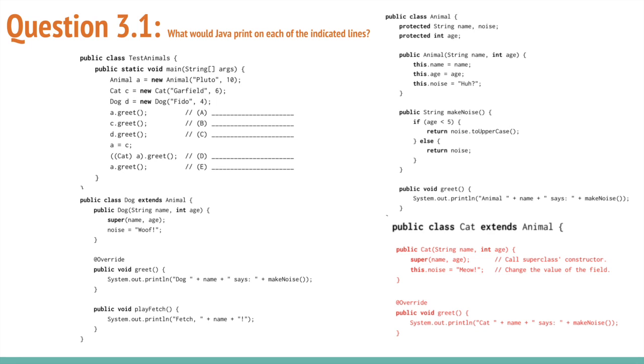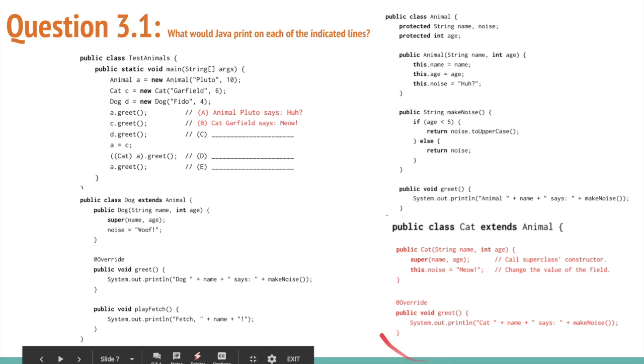So going back to our instantiated objects, the static and dynamic types for each are the same. So there will be no compiling errors, and the greet method called during runtime will be that of each instance's dynamic type. So for a.greet, we will be calling this method right here. And then for c.greet, we're going to be calling this one. And then for d.greet, we're calling this one.